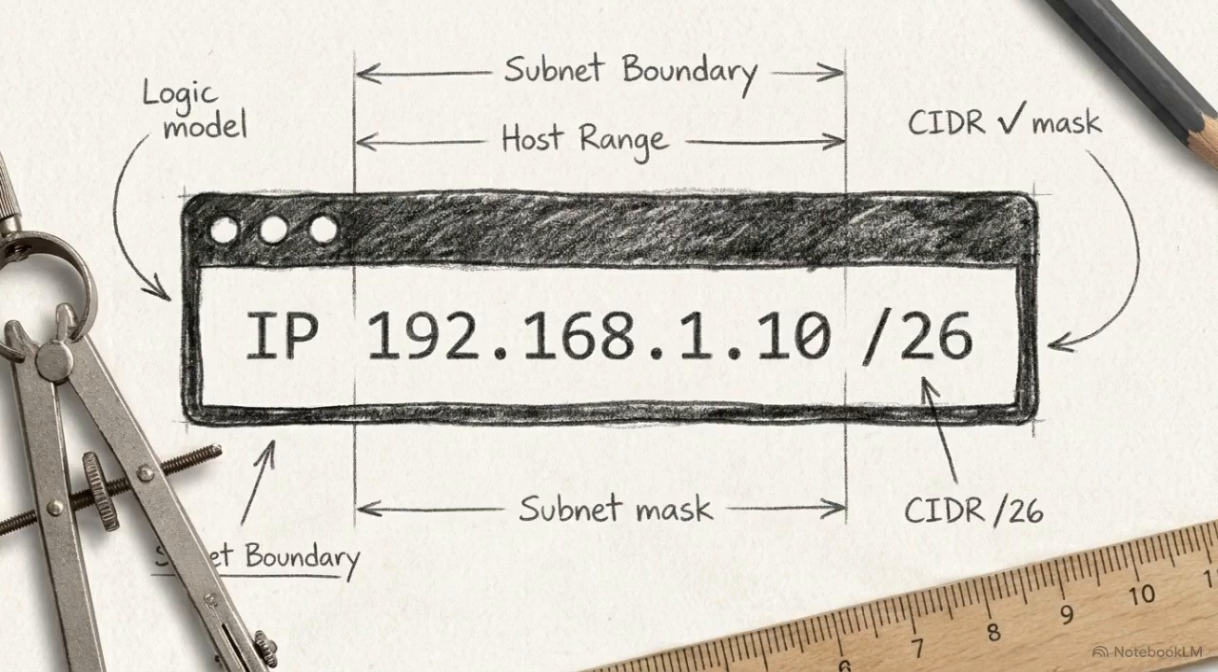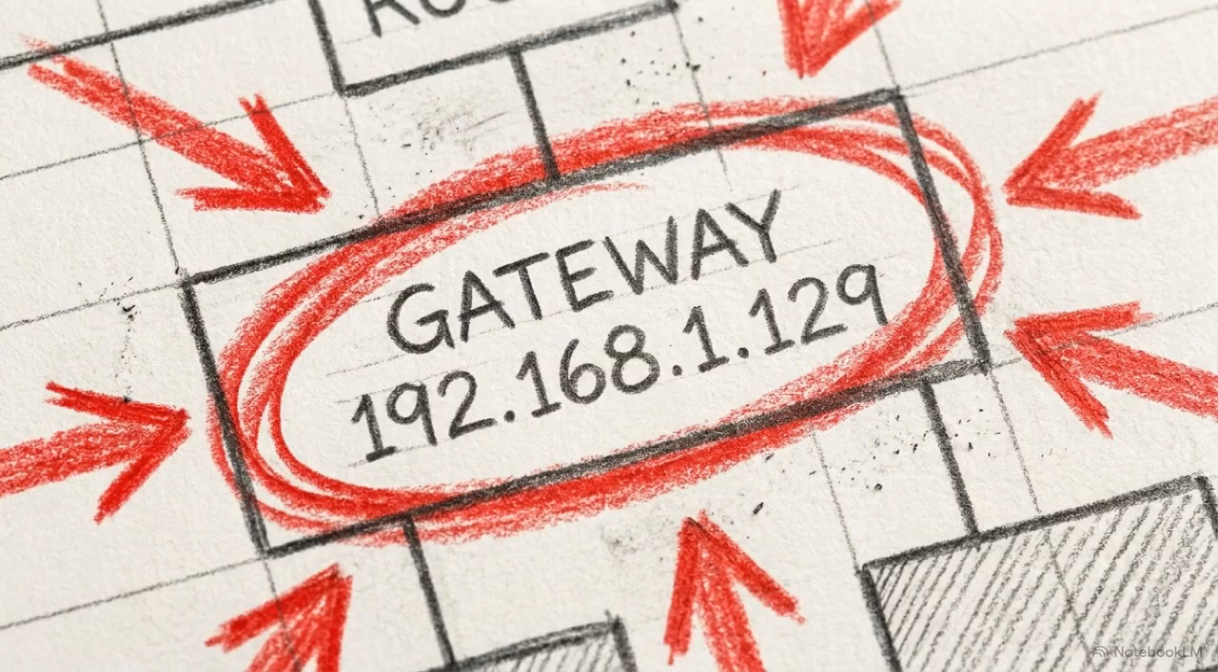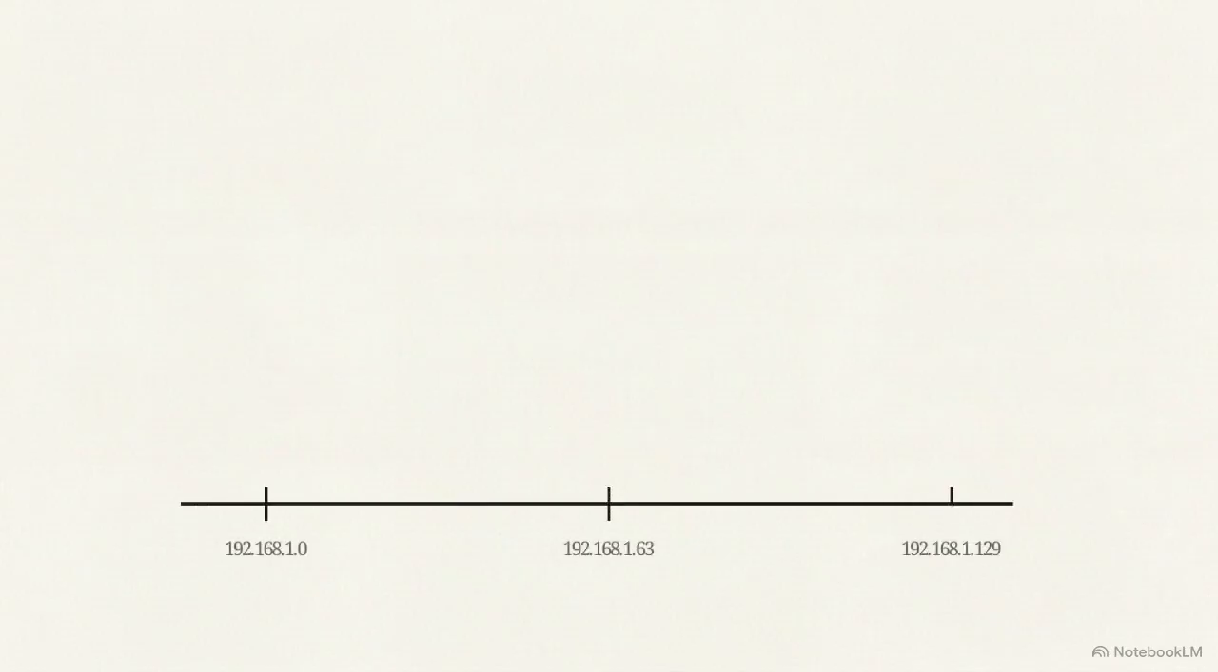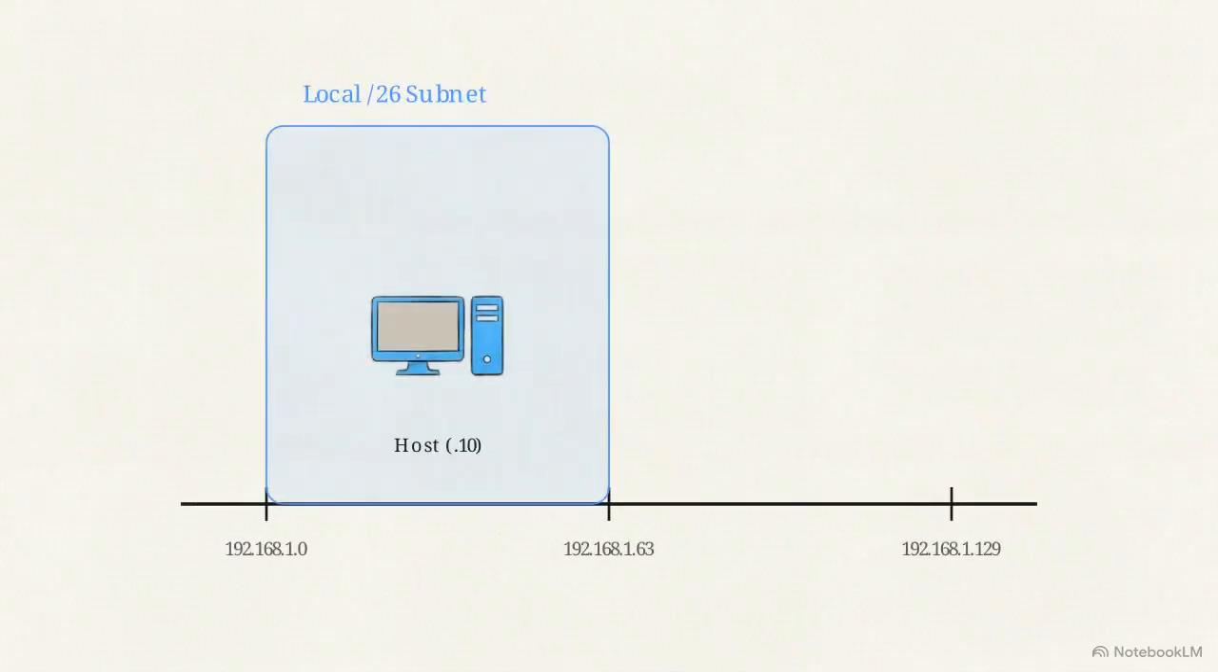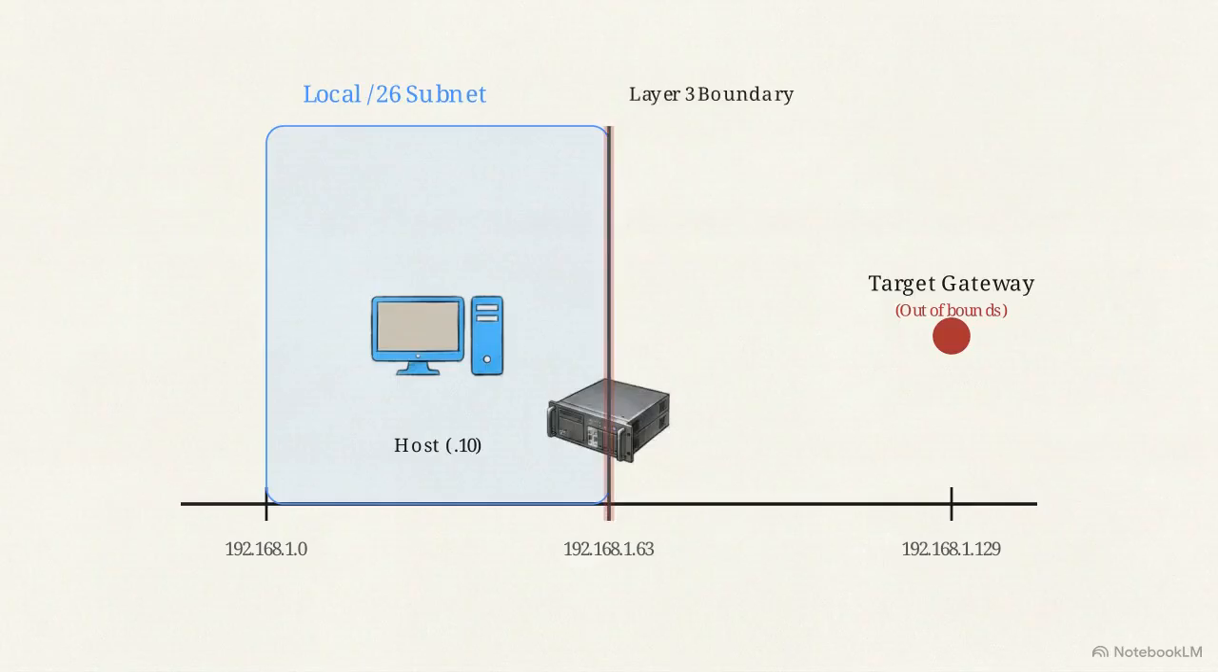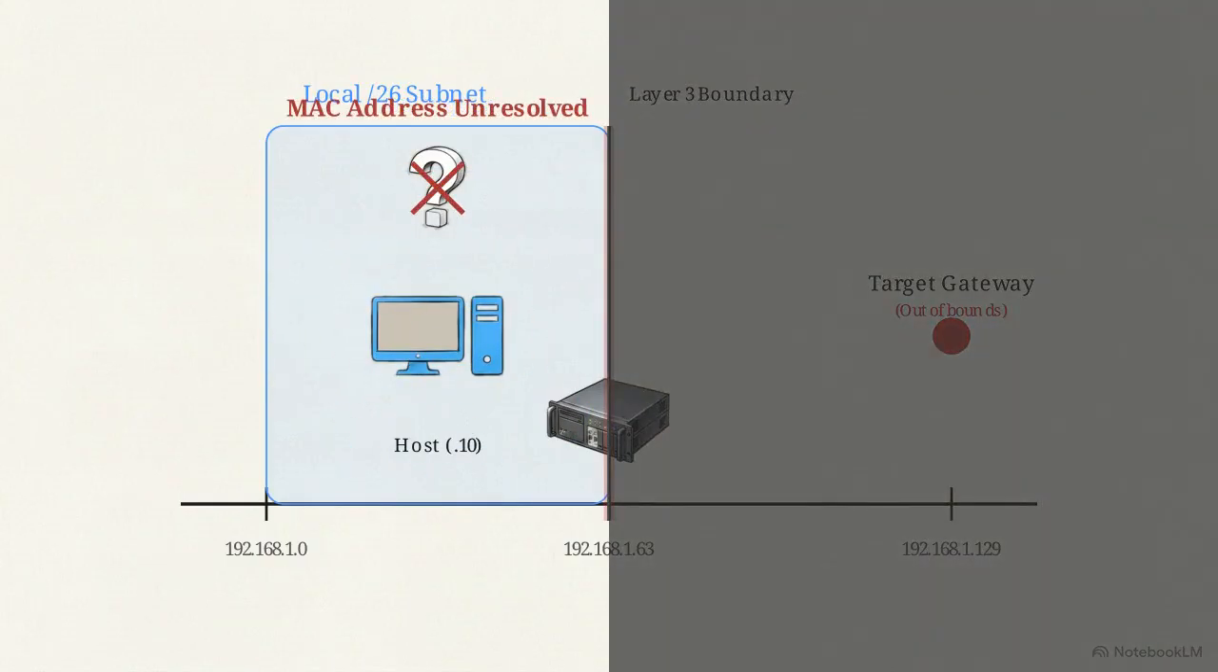Imagine a system administrator assigns a computer the IP address 192.168.1.10 with a /26 subnet mask, but accidentally configures the gateway as 192.168.1.129. A /26 mask strictly limits that host's subnet boundary to .63. The assigned gateway of .129 exists in a completely different logical segment. Routers are designed to block layer 2 broadcasts. When the host sends its ARP request searching for .129, the signal hits the /26 subnet boundary and drops. The MAC address is never resolved.